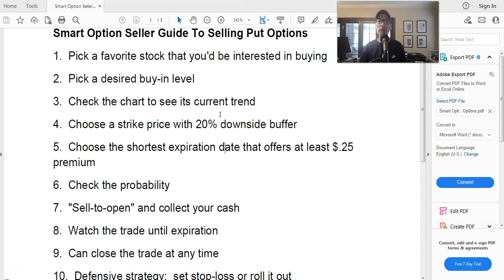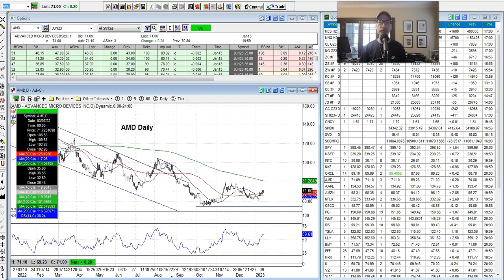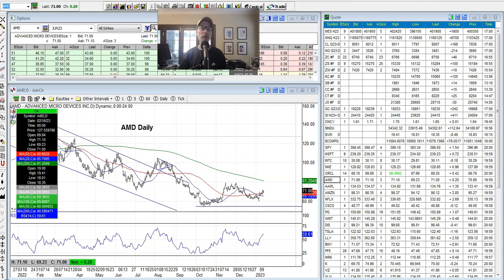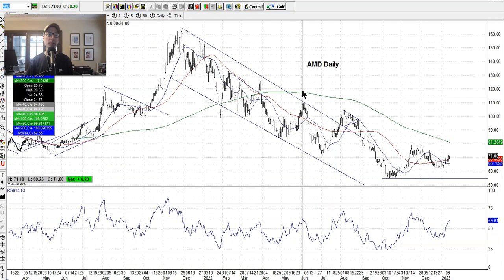All right. So let's go over an example here and figure out how we can make some money and/or potentially buy stock that we like in the future. So let's just go to our chart here. We're going to look at AMD, Advanced Micro Devices. That's a stock that I have pulled up here. This is not a recommendation. I'm going to walk you through it from A to Z on how to sell a put option on AMD.